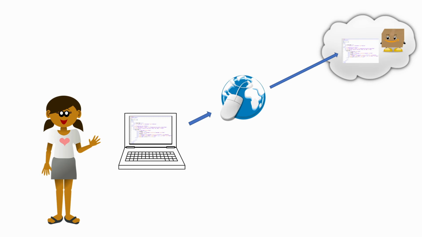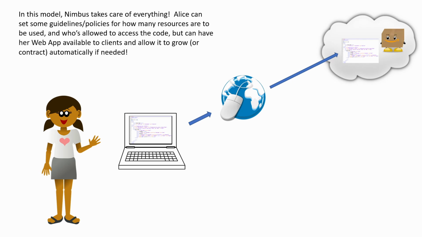So these have some definite advantages, where now Alice can just focus on her code. Nimbus takes care of provisioning that code, allowing people to connect to that code, automatically adding load balancing when needed. And one great thing is when it's not needed, Nimbus can remove some of that load balancing. And that's another great aspect of cloud computing: when you require more, Nimbus automatically gives you more, but when you require less, Nimbus takes away.